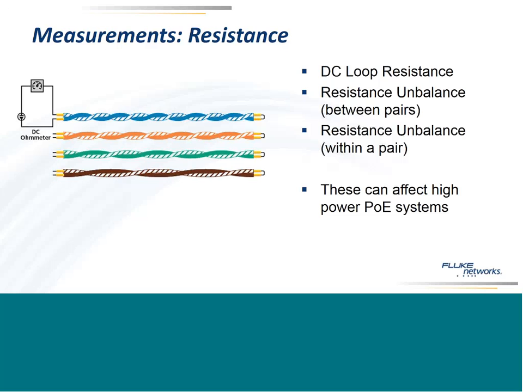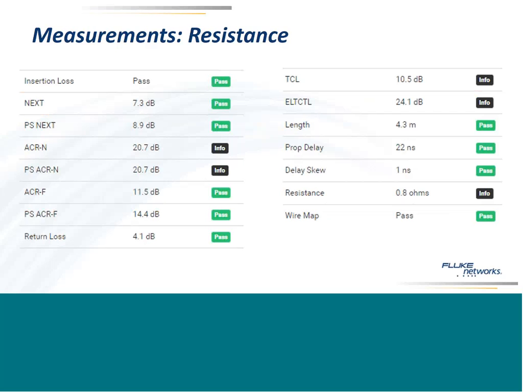You can run an access point, a camera, and now even flat panel TVs off power over Ethernet. So if you're doing that, make sure you're measuring the resistance and the resistance unbalance. Make sure your tester's checking that out. It's very important. Otherwise, you're going to get intermittent performance and not know why.